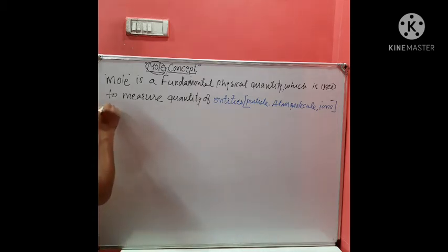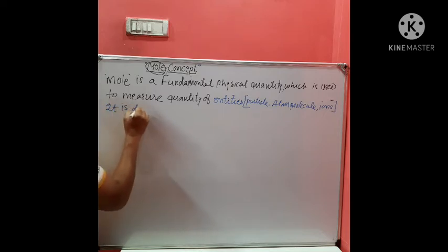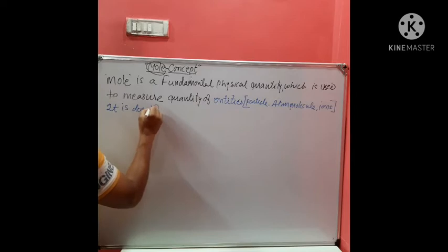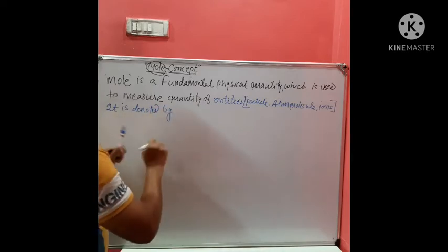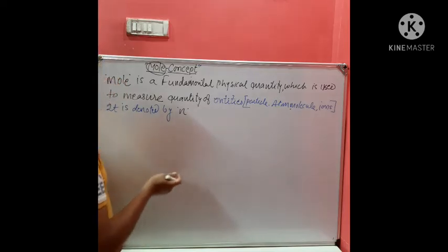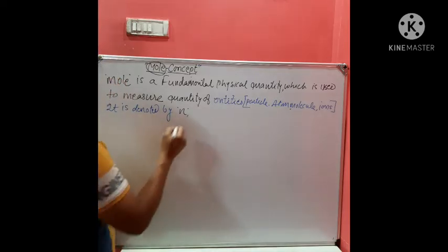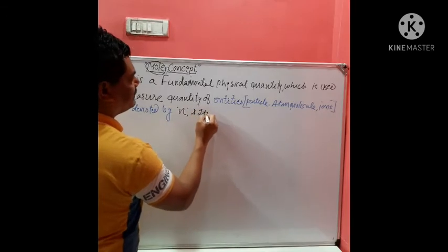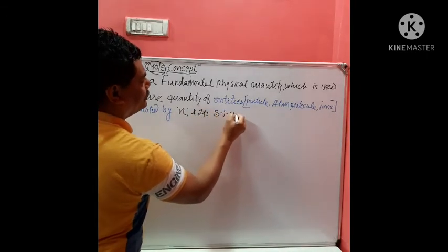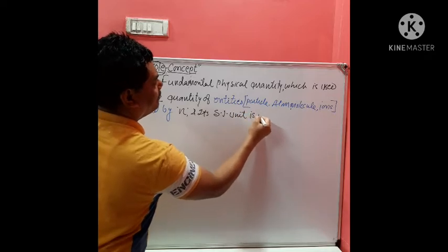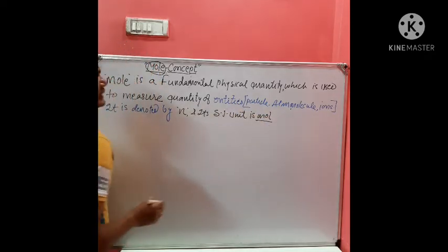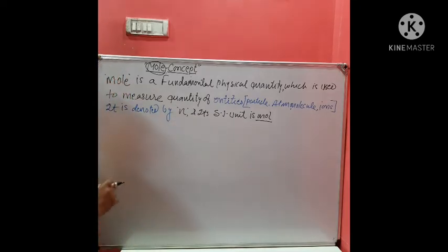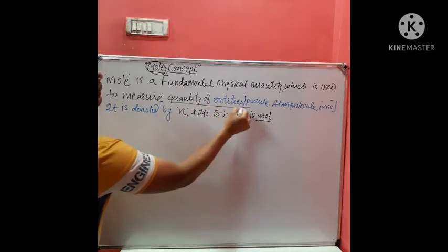Now it is denoted by small n. That is, this is the symbol of this physical quantity, and its SI unit is what? Mole. And the symbol of the SI unit is also mole. So it is denoted by n and its SI unit is mole. Here, student, I have given that it is the quantity of entities.